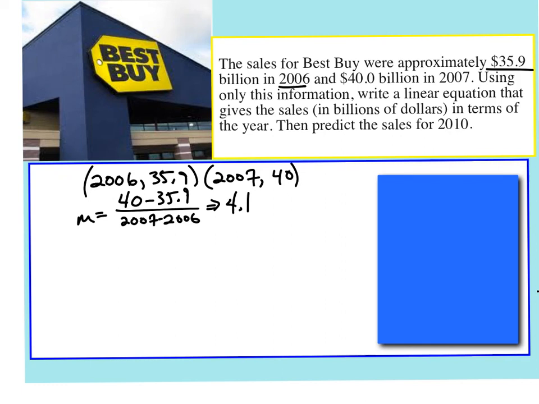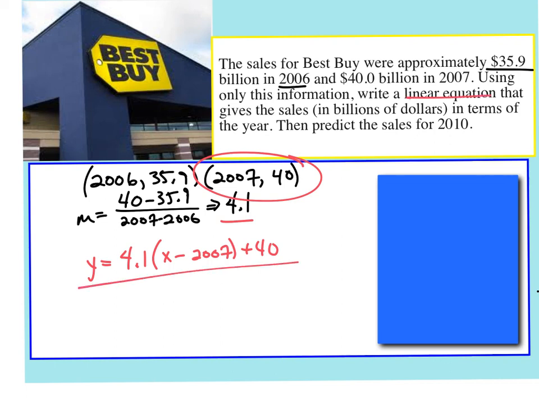So now it just says write a linear equation. So let's do it. So I got my slope. I got one of my points. Which one do you want to use? Doesn't matter to me. 2007, I like that one better too. It's a little less writing, isn't it? All right, so now we get y equals 4.1 times the quantity x minus 2007, and then plus 40. All right. So I wrote my linear equation. Did it say it needs to be in slope-intercept form this time? No, so I'm going to leave it just like that.